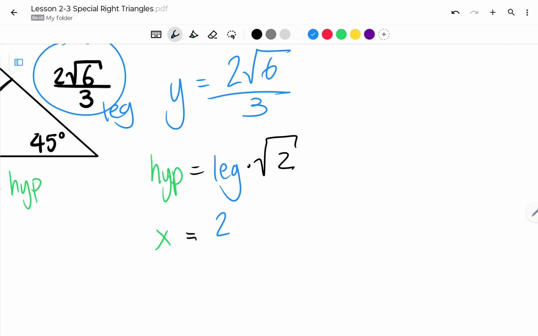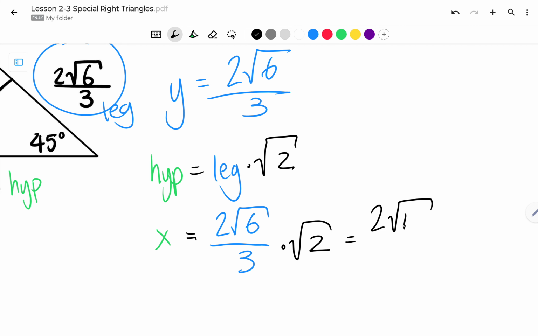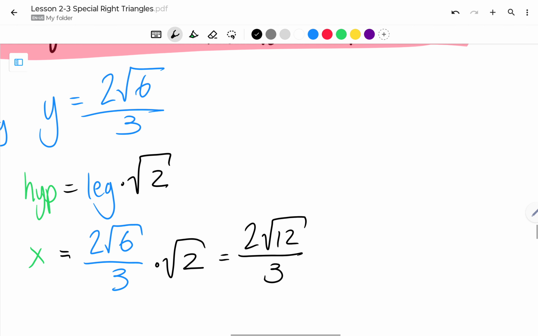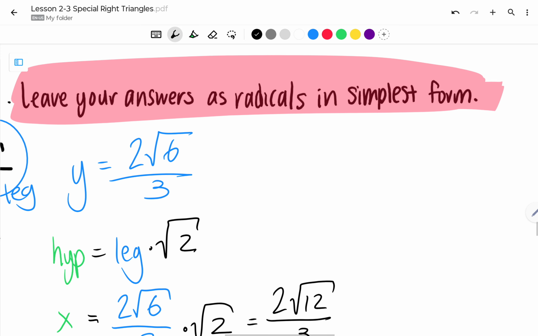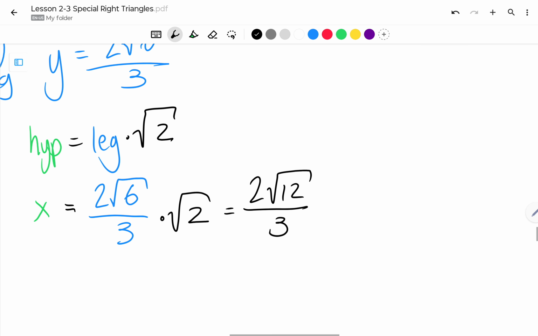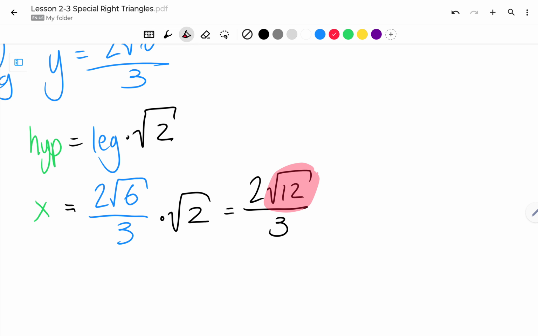Here we write that 2 square root 6 over 3 times square root of 2. So now we're multiplying again. It gets multiplied to the top of the fraction. So it's going to be square root of 6 times square root of 2, which is square root of 12. Okay, so that's what leave your answers as radicals in simplest form is referring to, this part right here. Radical means the same thing as square root, which means the same thing as root.